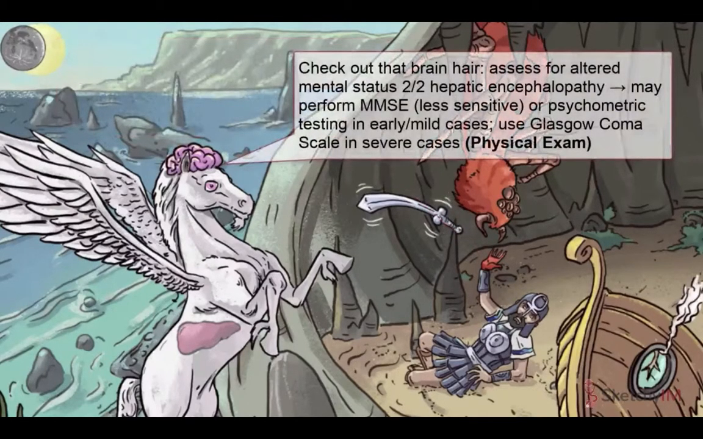Perform a neuroexam to assess for any signs of hepatic encephalopathy. Mild hepatic encephalopathy may be subtle and difficult to detect at bedside. A number of psychometric tests have been developed to detect the early cognitive changes, including a nifty connect the dots test. Though the usual mini mental state examination is a reasonable alternative. With severe hepatic encephalopathy, you'll most likely be using the Glasgow Coma Scale to assess the severity of neurological impairment.